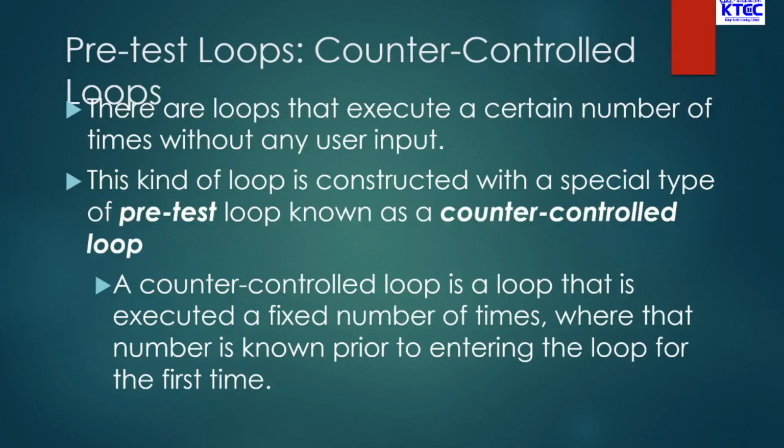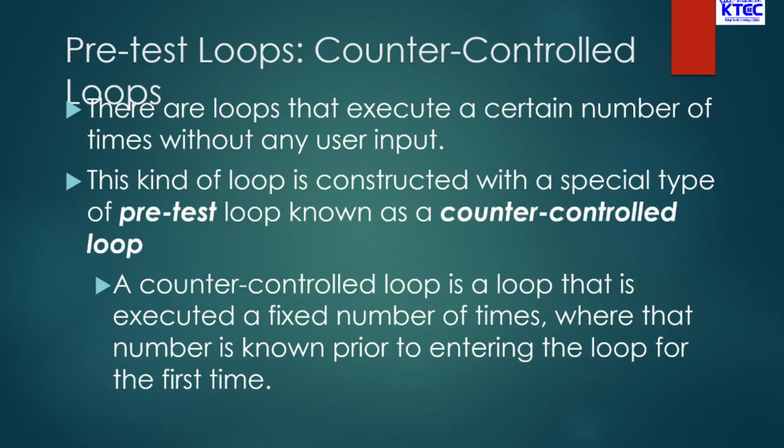Let's look at pretest loops where we have the counter control loops. So there are loops that execute a certain number of times without any user inputs. This kind of loop is constructed with a special type of what? Pretest loop known as counter control. Basically, this type of loops, we set some counter variables, and then before we start entering whatever we want to enter, we know the number of times we have to do that. Maybe if it is a game, you know that you have 3 lives. If the lives are exhausted, then the game is over. So that is that.